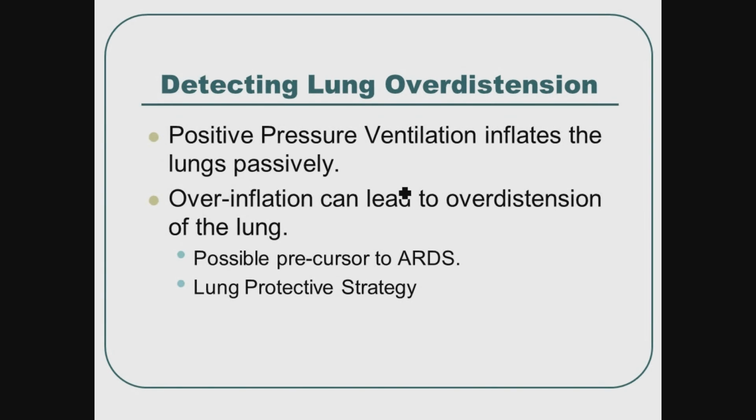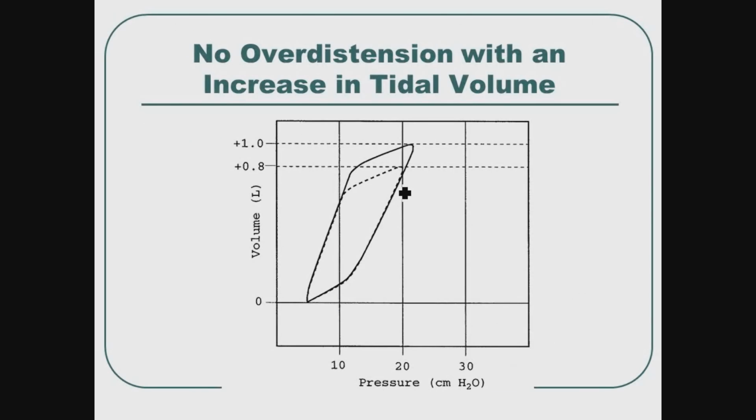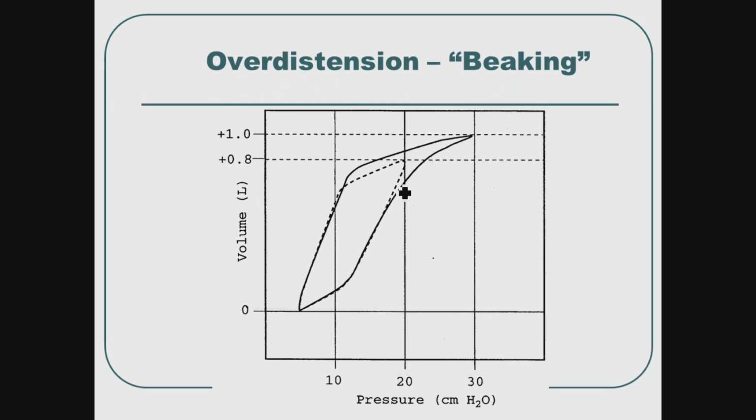That over-distension often happens during ARDS. We have to implement some kind of alternative strategy for using positive pressure. Here's what a normal pressure volume loop should look like. And when you have over-distension, you end up having the development of that beak. Just another picture of it here.